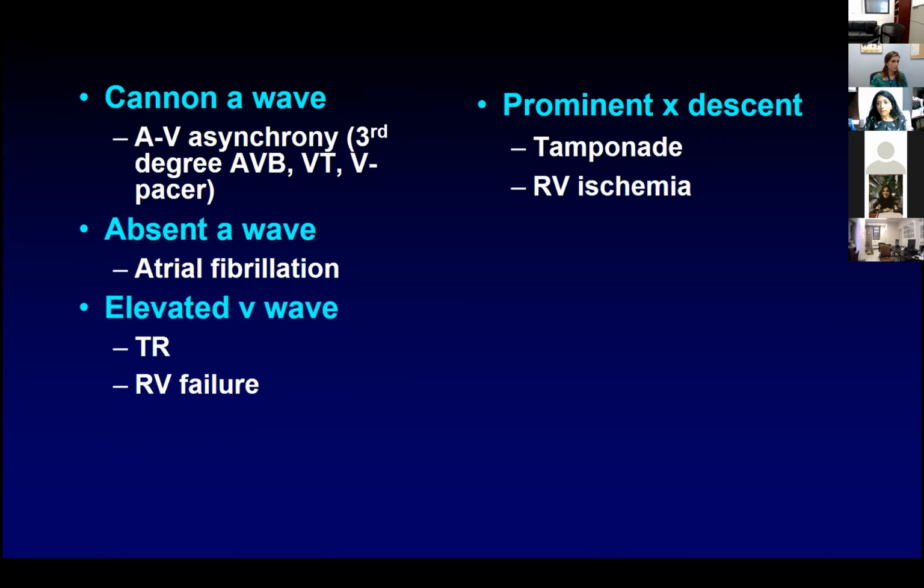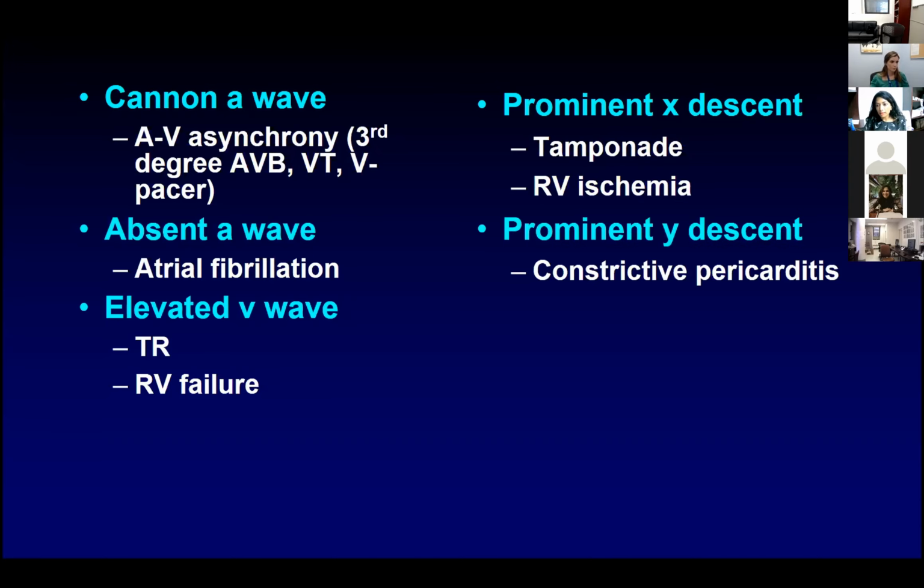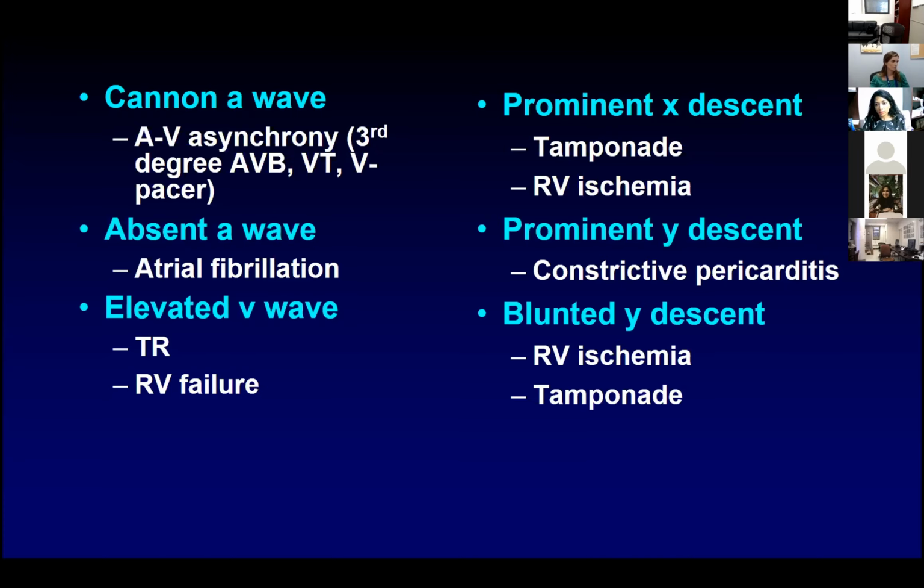Prominent X descent can be seen in tamponade as well as RV ischemia. In these conditions, there's a rapid early filling, and after that, the filling stops because of increased pressure. Like in tamponade, that's pressure that's external. In RV ischemia, it's because the RV becomes non-compliant. Prominent Y descent can be seen in constrictive pericarditis, again because of the rapid emptying of the atrium and the restricted filling because of the pericardial constraint. Blunted Y descent can be seen in RV ischemia and tamponade as well.